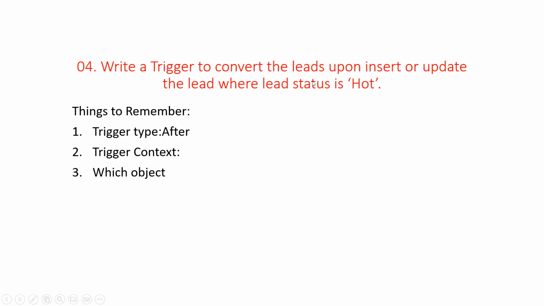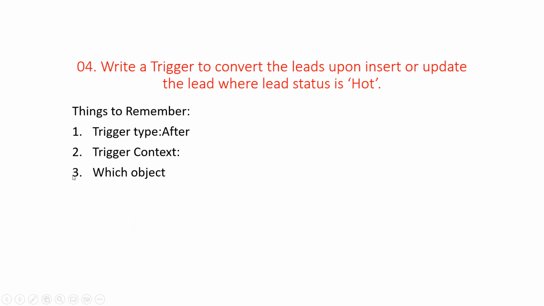to convert the lead upon inserting or updating the lead where lead status is hot. So if the status of a newly inserted or updated lead record turns out to be hot, then that should be converted to an account and an opportunity record. So before jumping to writing the trigger, we need to take care of these three things.